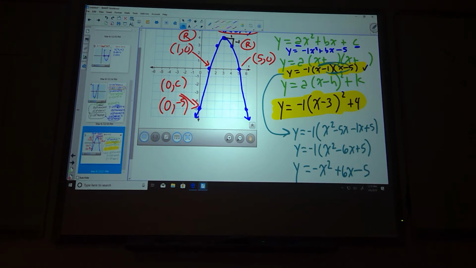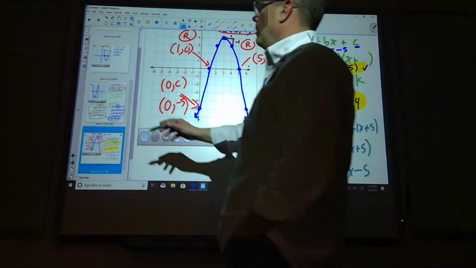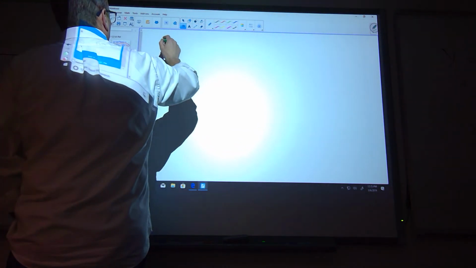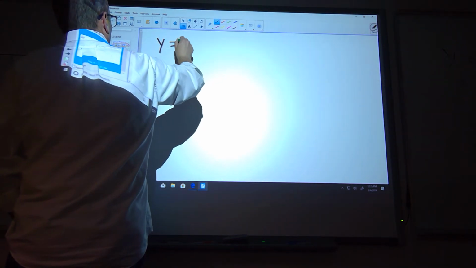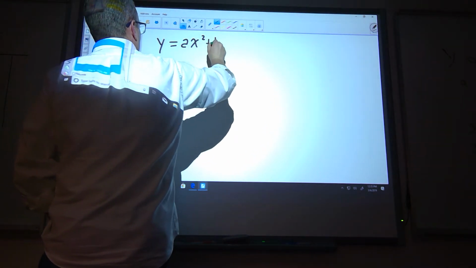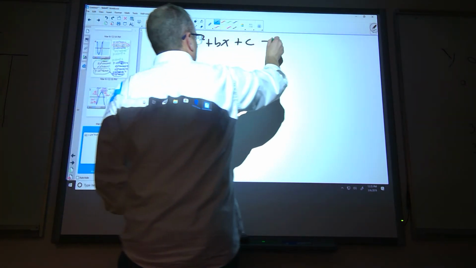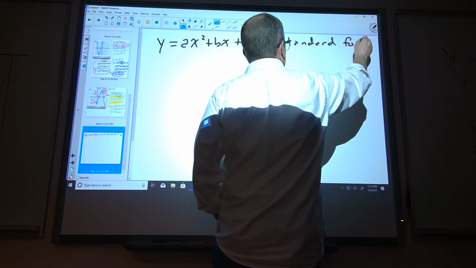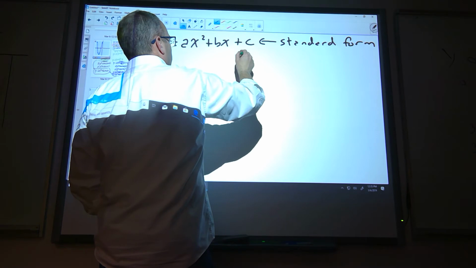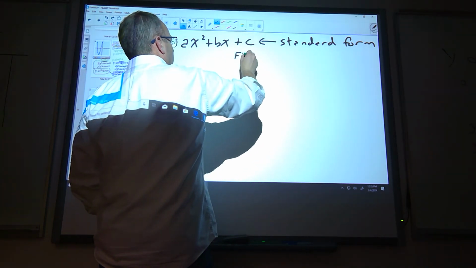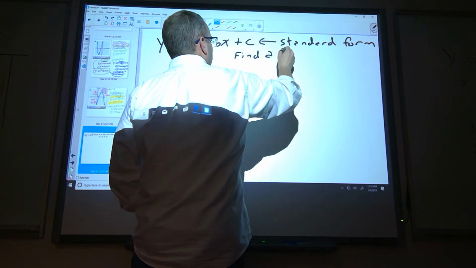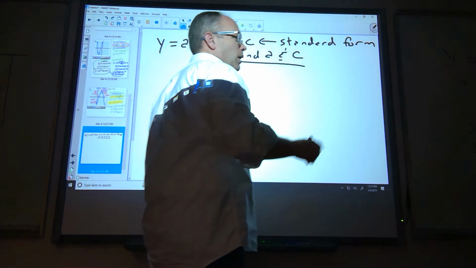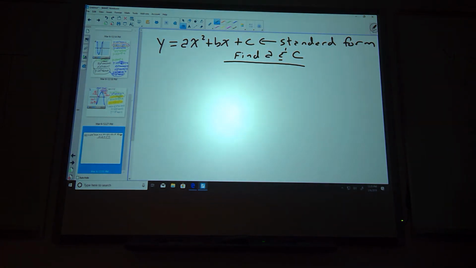are important. So flip your page over, because it's blank on the back side, and let's just put the things we know. So y equals ax squared plus bx plus c. This is called standard form. So values that we could know, we can find a and c a lot of the time, but b gets goofy on us. Agreed? We can find a and c, but sometimes b is harder to find. Okay?